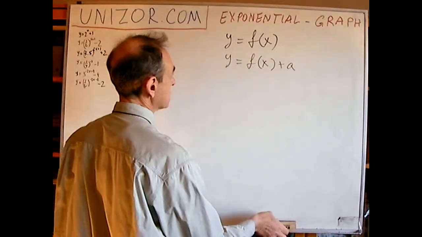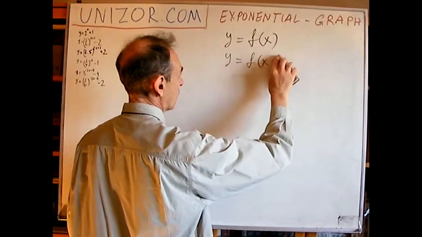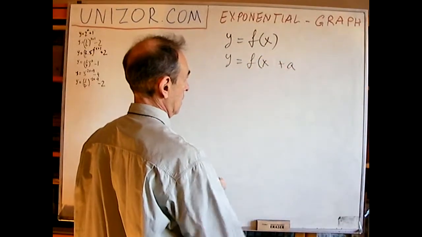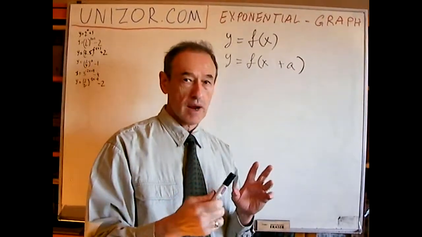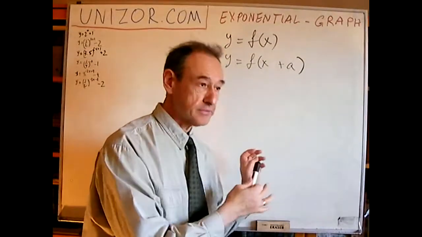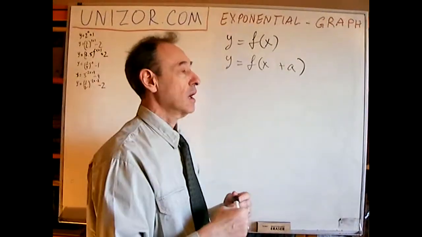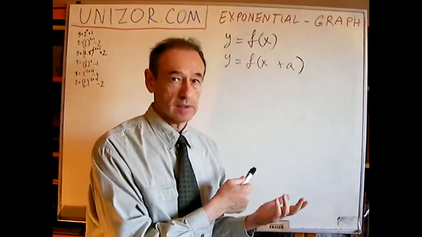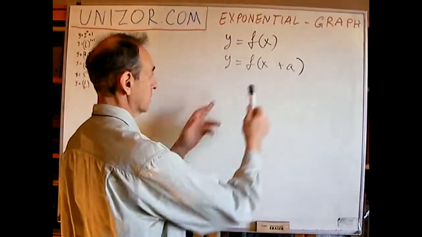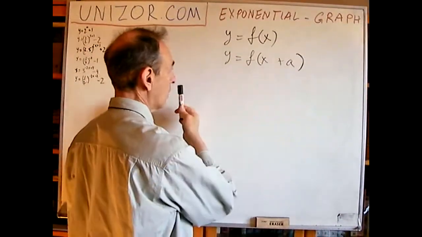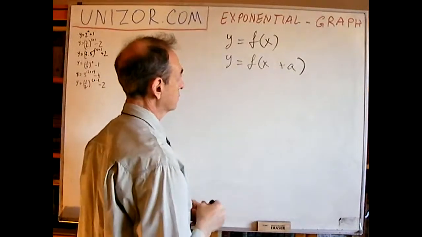Now, what happens if instead of adding to the function, I add to the argument? Okay, in this case, the graph goes to the left by a, or if you wish, by minus a to the right. Why? Again, I refer you to the lecture about graphs. It's very easy to prove this. But in any case, if a is positive, the whole graph moves to the left. If a is negative, to the right by absolute value of a.